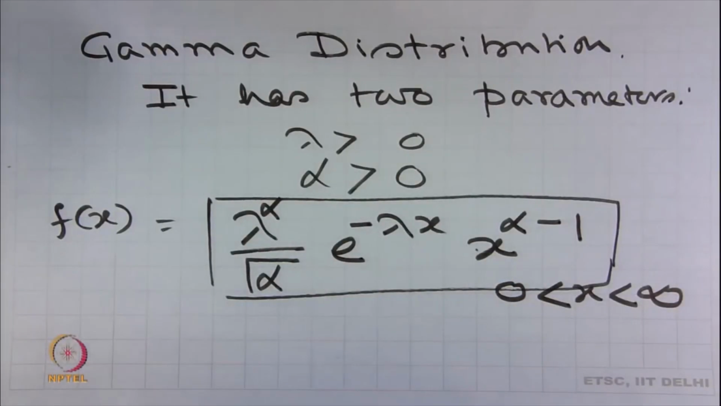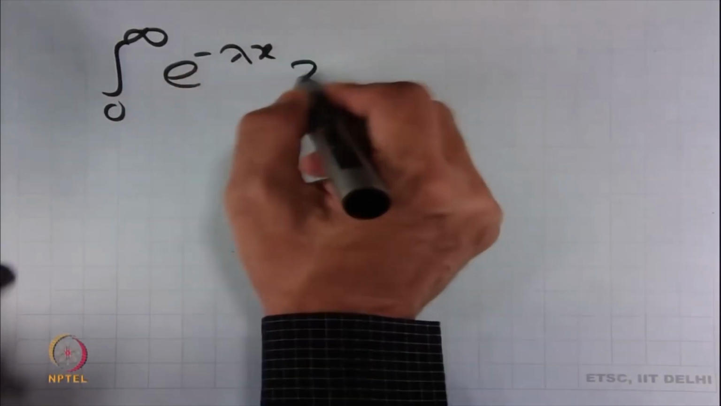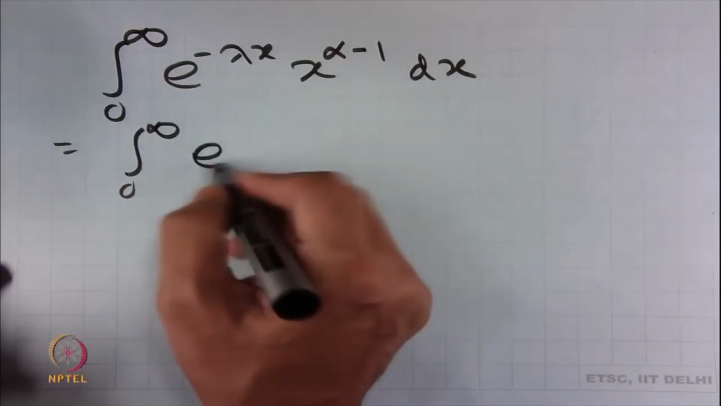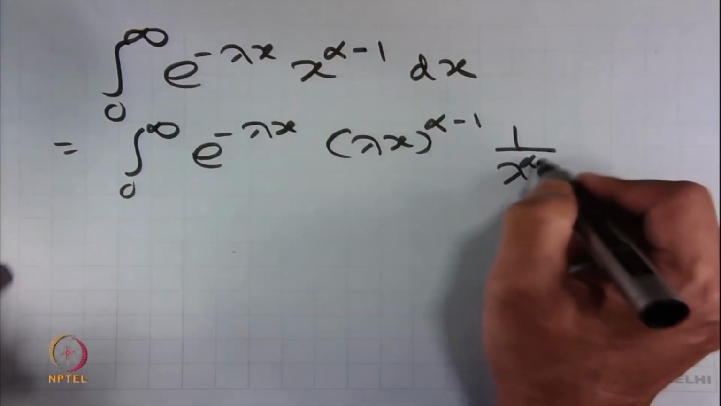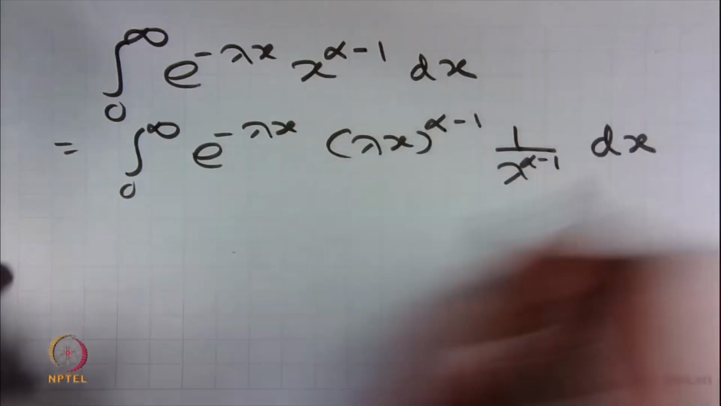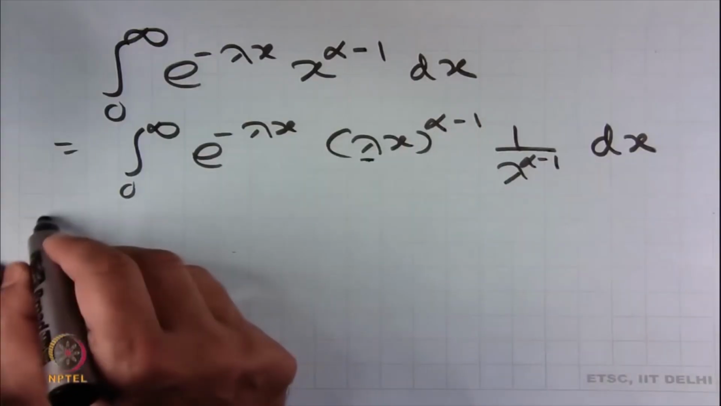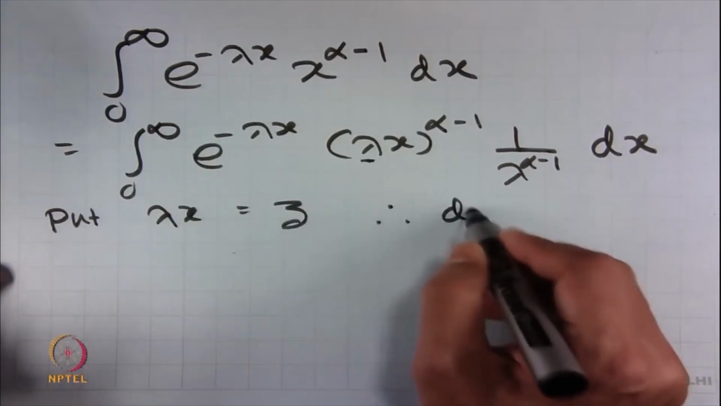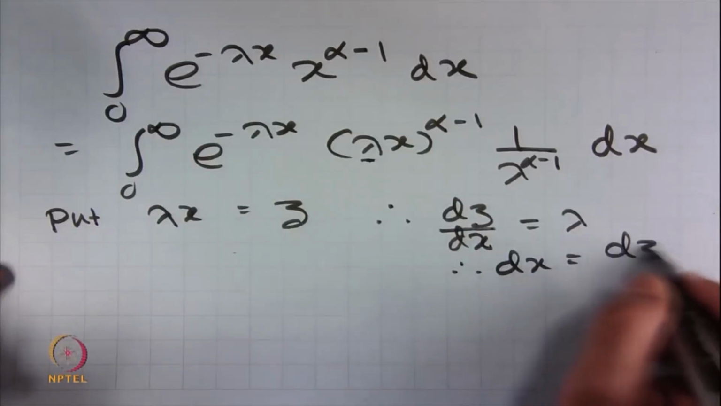If we integrate this quantity e to the power minus lambda x into x to the power alpha minus 1 in the range 0 to infinity, then we can write it as integral 0 to infinity e to the power minus lambda x, x to the power alpha minus 1 into 1 upon lambda to the power alpha minus 1 dx. I have used lambda power alpha minus 1, so I have cancelled it. Put lambda x equal to z, therefore dz/dx is equal to lambda, therefore dx is equal to dz upon lambda.